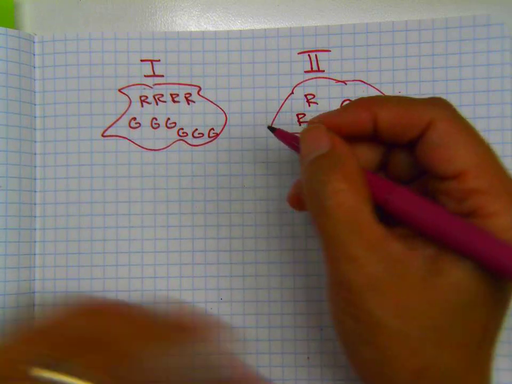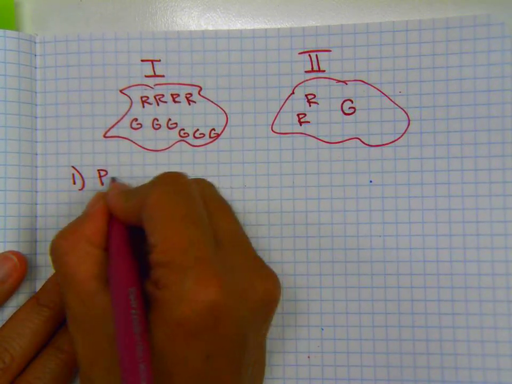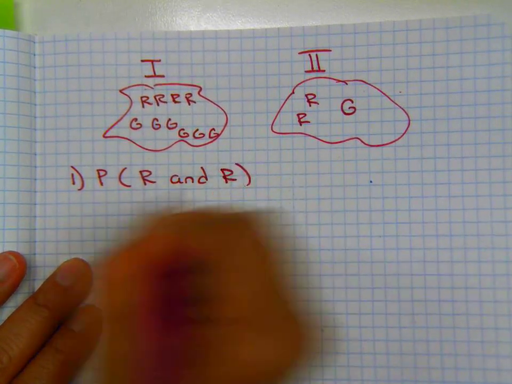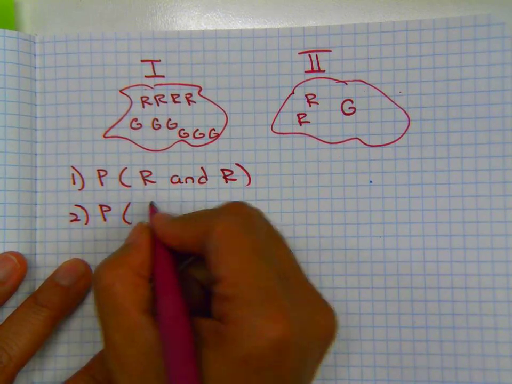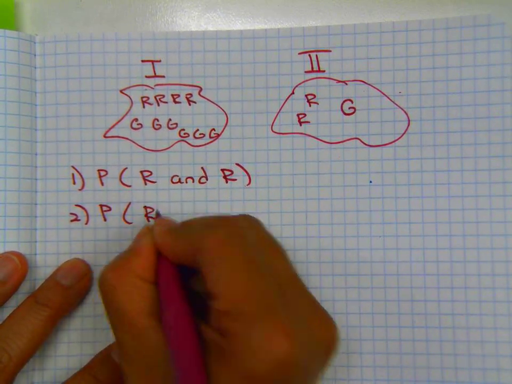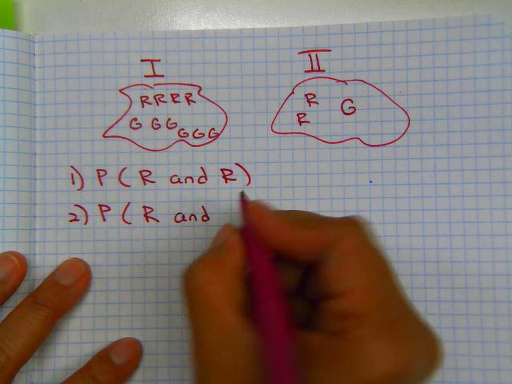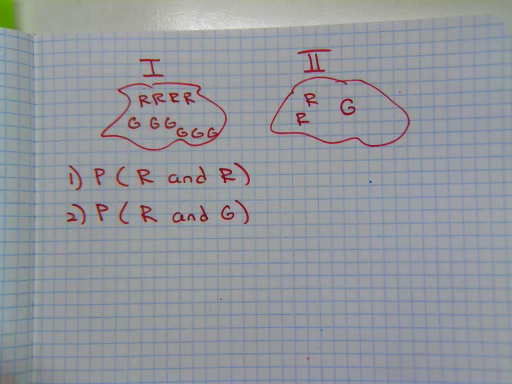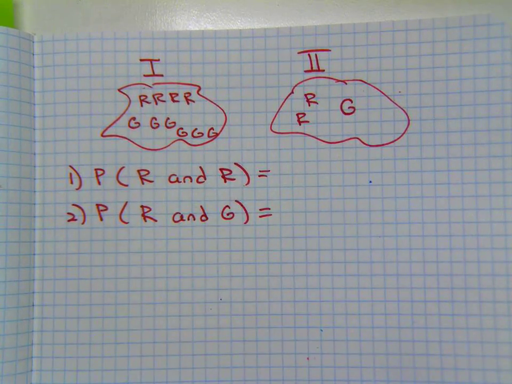So what I'd like you to figure out is, number 1, what's the probability of choosing a red and a red? Number 2, what's the probability of choosing a red from the first bag and a green from the second bag? All right. Go ahead and pause the video, set up a tree diagram, and see if we can answer these questions.